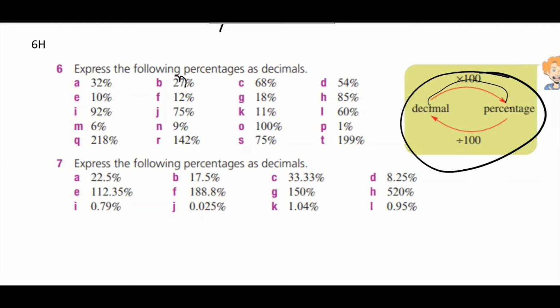So 0.27, 0.68, 0.54, 0.85, 1.99. So that's still more than a whole, but it was 199%. 1.42. Remember, you have to fill it with a 0, so 0.09. Okay, fill it with a 0, 0.06. You have to do that.